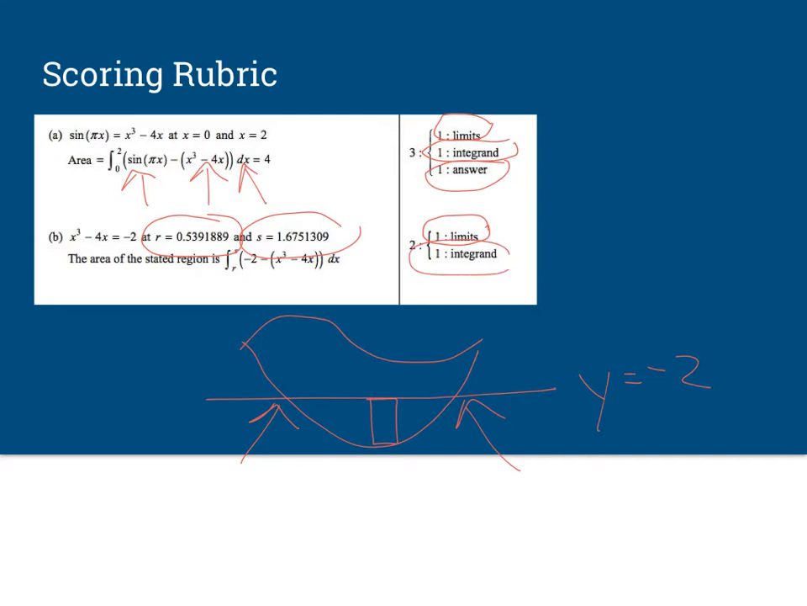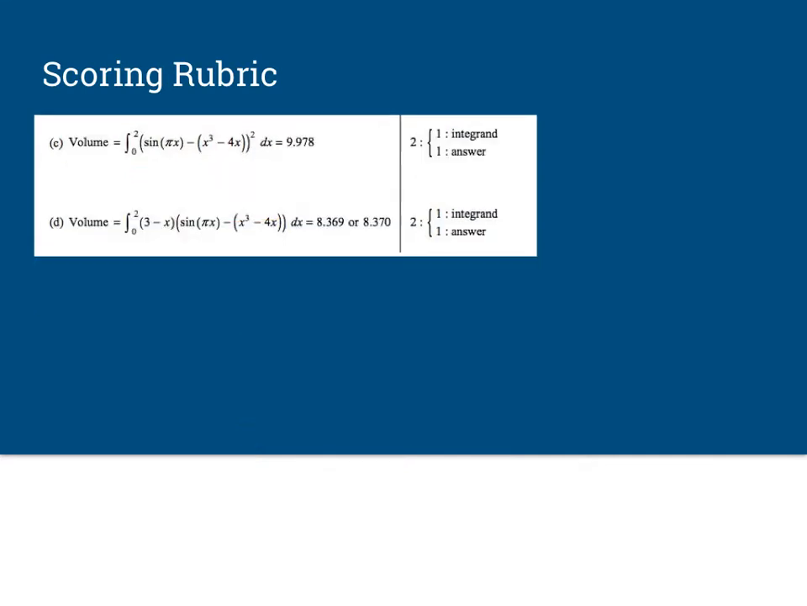And was your integrand set up correctly? Upper minus lower. Okay, for C, you are asked to find cross sections with squares, and we know that a square is just the length squared. So you went upper minus lower, and you squared it from 0 to 2.